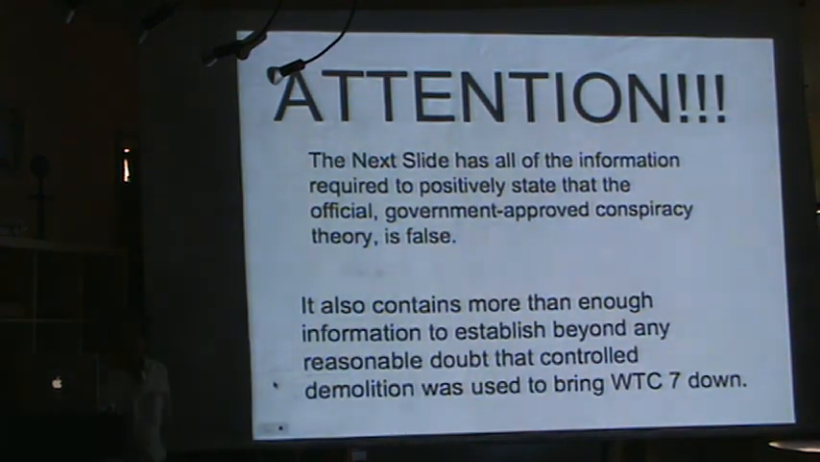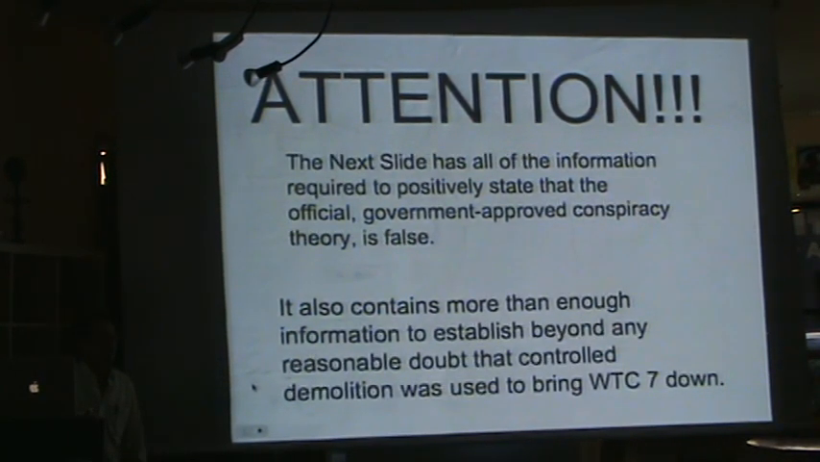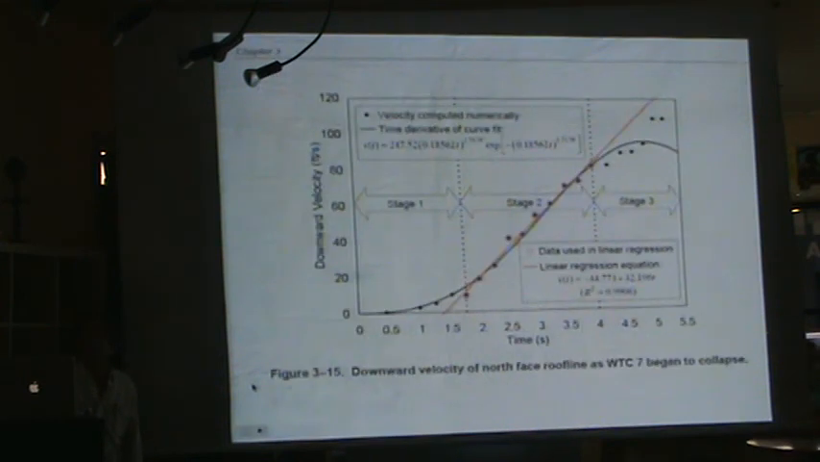Okay. I'm setting you up here. The next slide has all of the information required to positively state that the official government-approved conspiracy theory is false. It also contains more than enough information to establish beyond any reasonable doubt that controlled demolition was used to bring WTC 7 down. This page that you're going to see is straight out of the NIST final report. As a result of David Chandler's work, they were forced to acknowledge that during stage 2, the building came down at free fall.